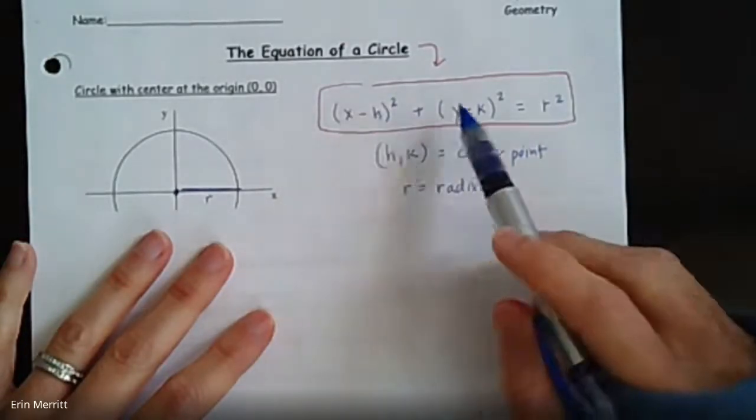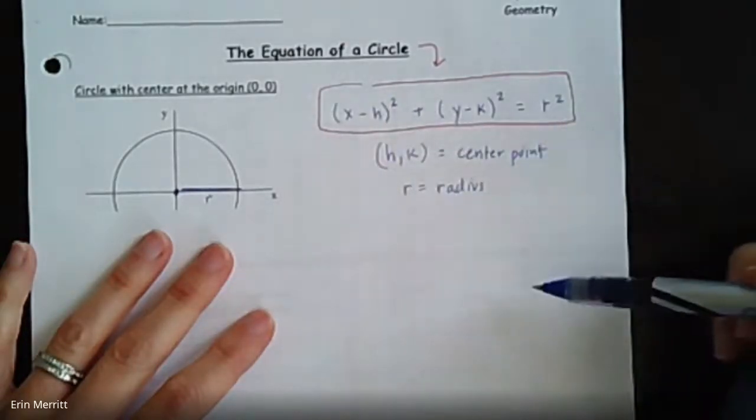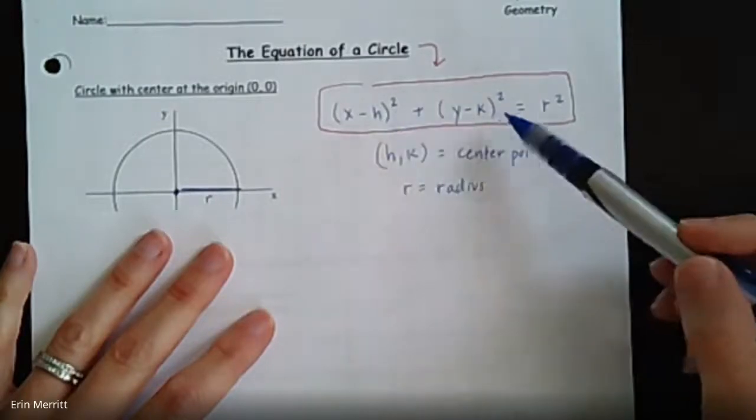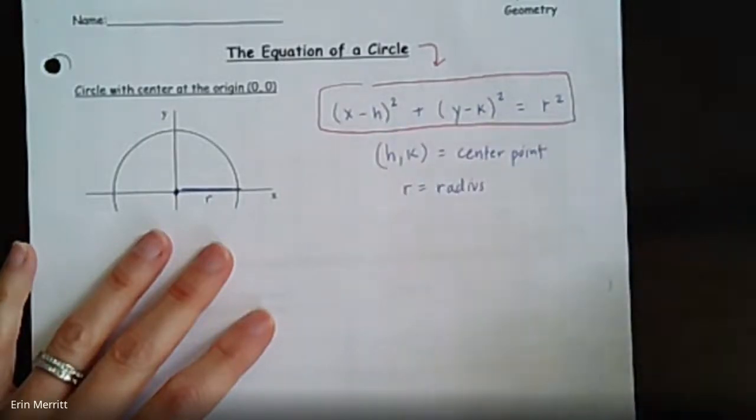So you always keep the x's and the y's and you keep the squareds on there, but you plug in whatever the h, k, and the r is that you have for that particular problem, right?